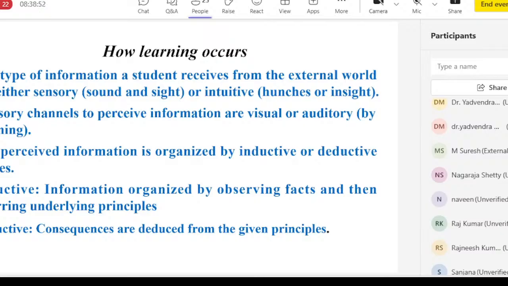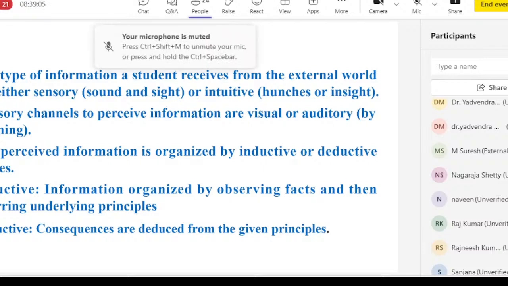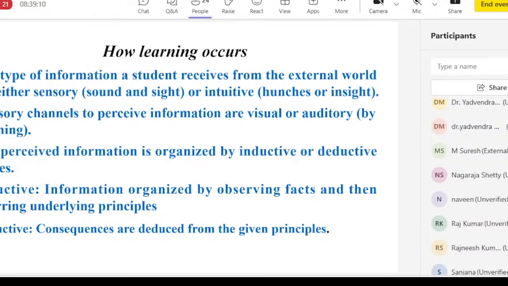Whereas in deductive, consequences are deduced from the given principles. Now, when Newton discovered the laws of gravitation, what did he do? He saw something happen. So, he observed the facts, and then proposed the principal laws of gravitation. So, that is an inductive kind.